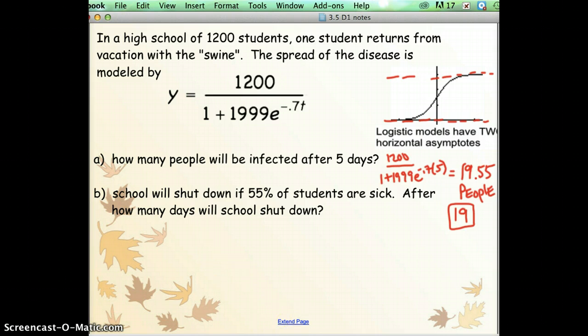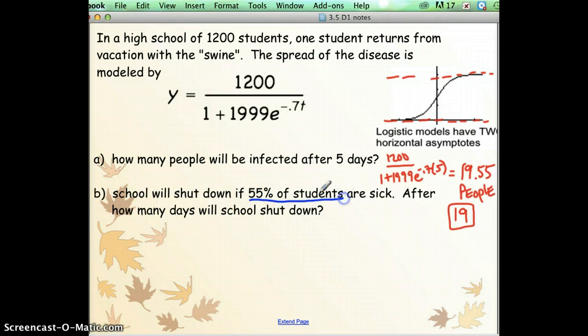Okay, the next question. Really follow along on your calculator with this one. School will shut down if 55% of students are sick. After how many days will the school shut down? So we're going to solve for T because we're trying to figure how long it takes until school shuts down.